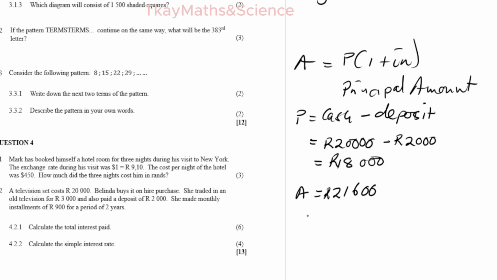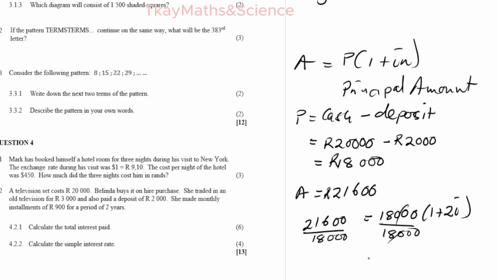So now we're going to equate. 21,600 is equal to our principal, which is 18,000, times (1 plus n i), where n is 2 years, so 2i. Now we have to divide by 18,000. Let's make 2i the subject of the formula.